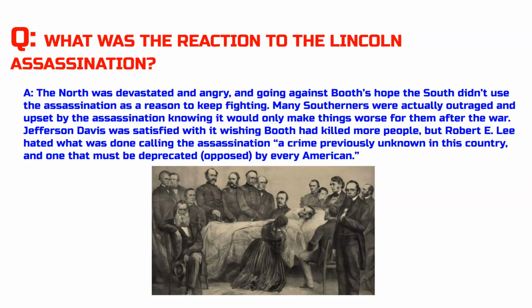So the general mood is not really one of vengeance for the South. It's more that they're depressed. They know that this is not going to end well for them. The fight's already over. Like, why would you go and do this and make the situation worse for us? Now the North is going to want to punish us, which many of them do as a result of this.